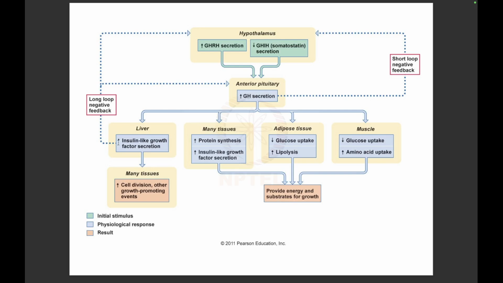Okay, then we have the negative feedback. So the long loop of negative feedback: this IGF has a negative feedback on the anterior pituitary and the hypothalamus to stop the secretion of growth hormone. And also this growth hormone itself has a short loop negative feedback on the hypothalamus to maybe inhibit the secretion of GHRH and increase the secretion of GHIH.